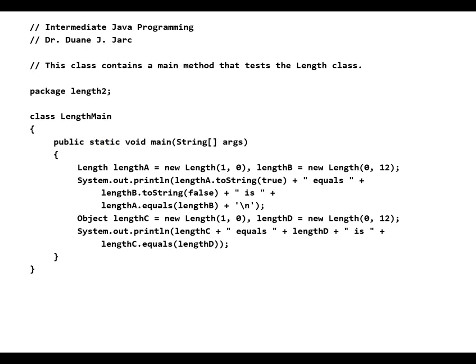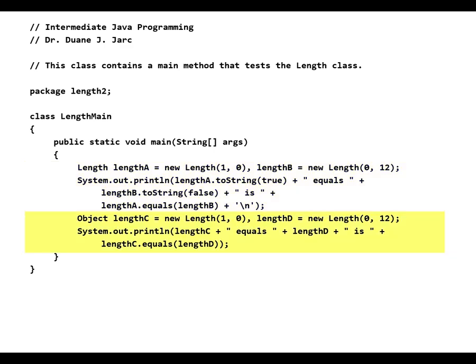Next, let's examine our revised main method. We have instantiated two length objects as before, and then output them both with our toString method, calling it explicitly this time so we could specify the conversion format, and then calling the equals method to compare them.